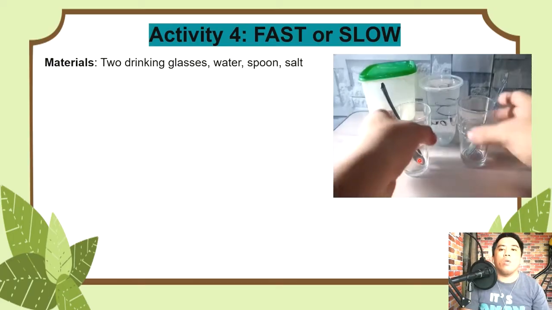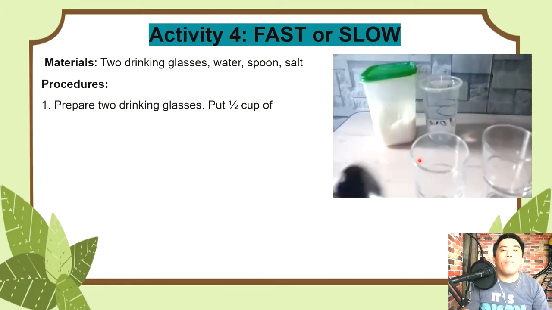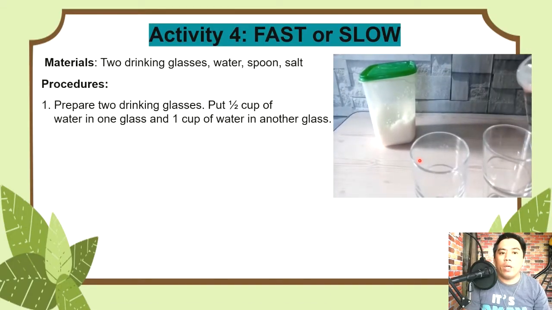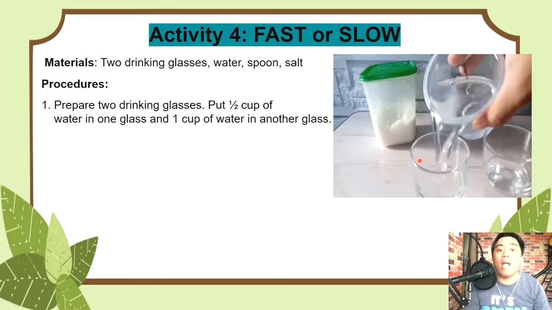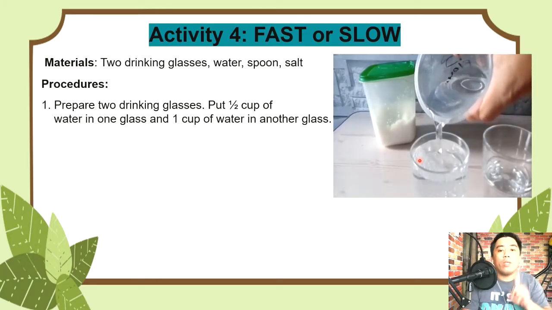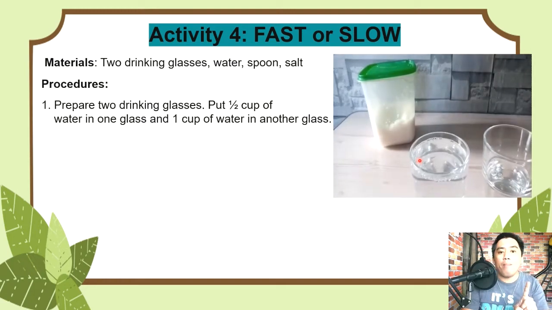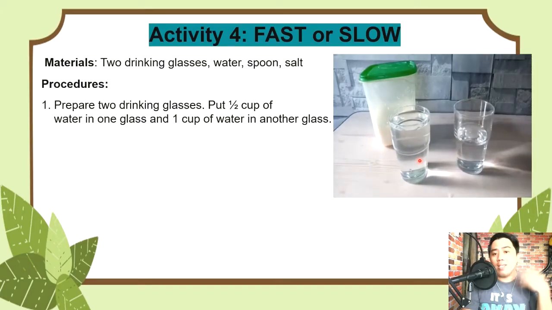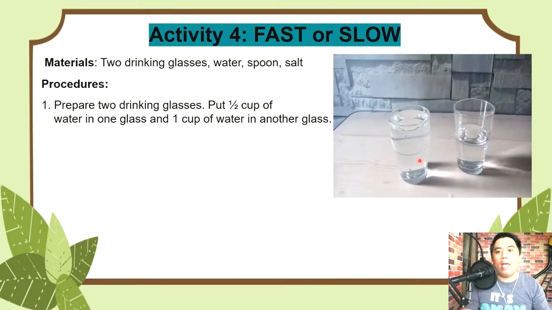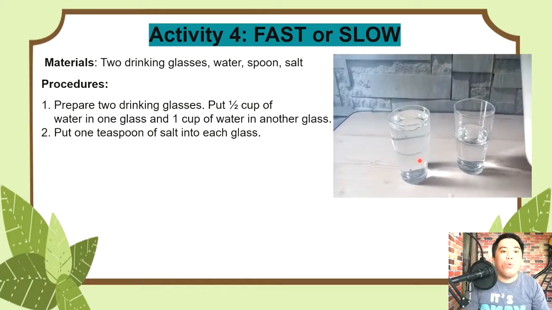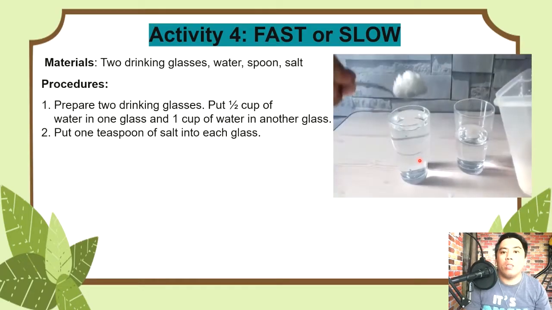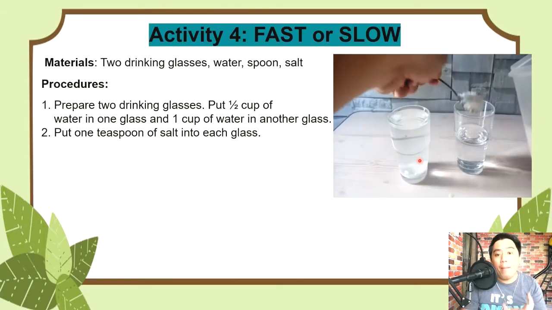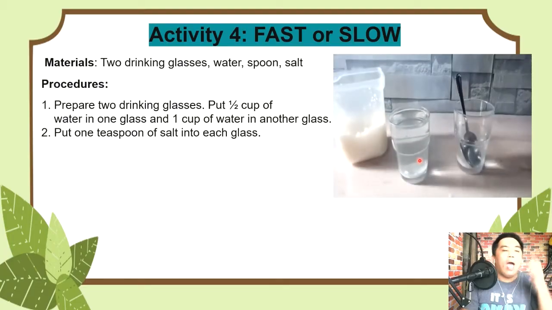Okay. So, procedures. Number 1, prepare 2 drinking glasses. Put 1/2 cup of water in 1 glass and 1 cup of water in another glass. So, yung isang baso kalahati, yung isang baso naman puno ng tubig. Okay. So, magkaiba sila ng dami ng tubig. Yung isa, puno. Yung isa, kalahati. Number 2, put 1 teaspoon of salt in each glass. So, lagyan natin ng magkasing dami ng asin ang bawat baso.